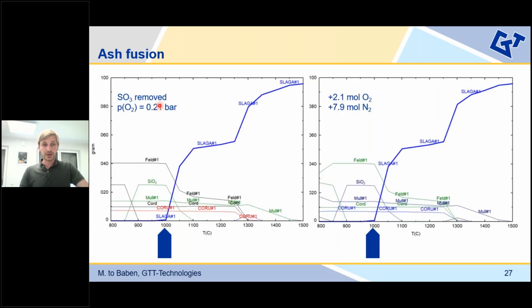Okay, this is the comparison. This is now approach number three on the left-hand side, and we have the second approach on the right-hand side. And actually above 850 degrees C, there is no difference in the result. So you can perform the calculation in either way, either by fixing the partial pressure of oxygen and removing the SO3. So this is your engineering knowledge that comes into play here. Or you just add a sensible amount of oxygen and nitrogen, and then you will get automatically the right result.